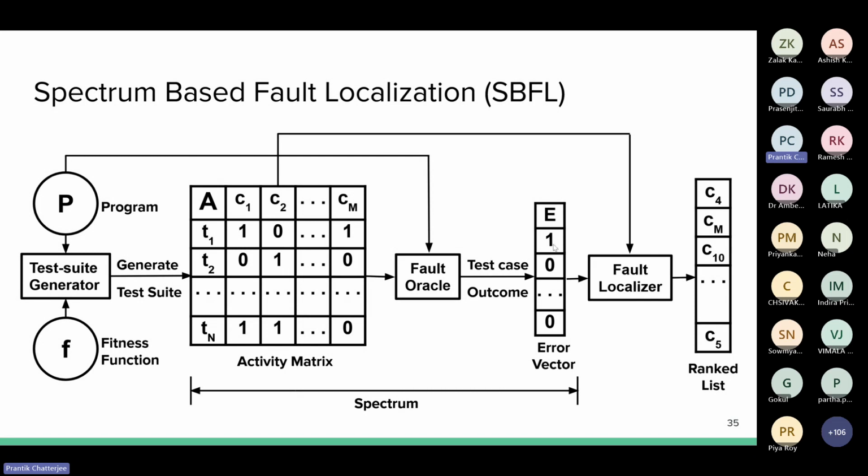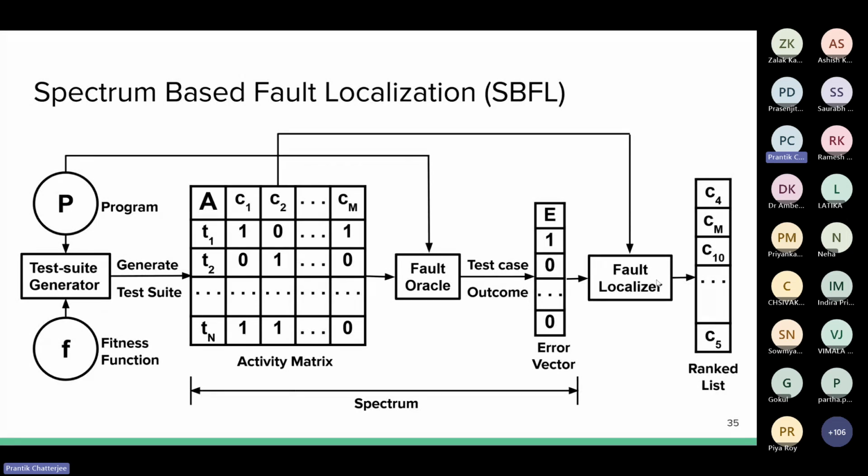Passed or failed means it can happen that given a particular input, let's say the first input, the program did not produce the correct output. So in this case you say the error is 1. In the second test case, if the program has produced the correct output, then you say the corresponding cell in the error vector is 0. It means the test case has passed. So after the fault oracle, it generates this error vector.